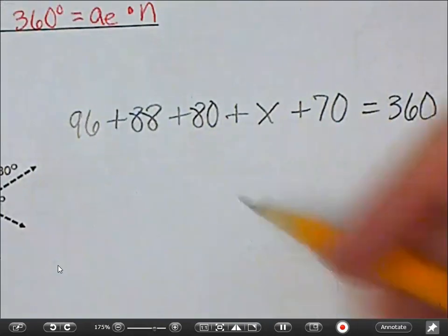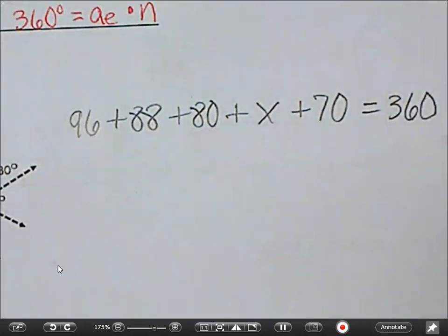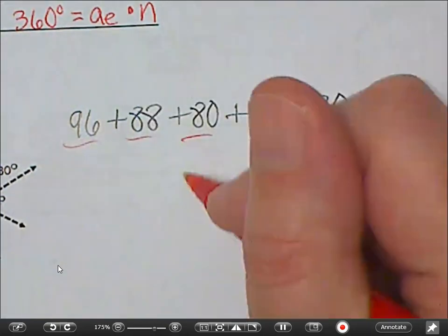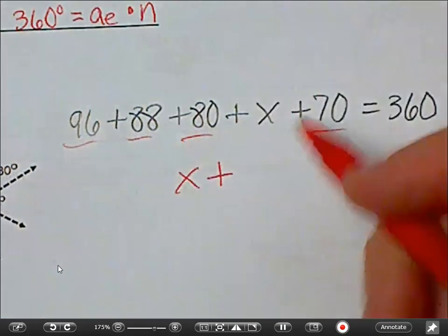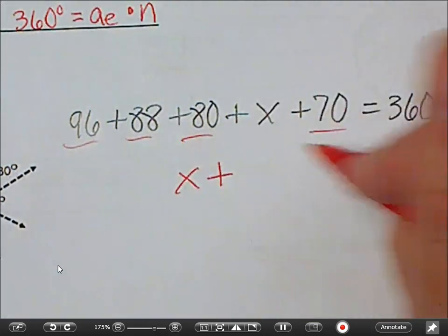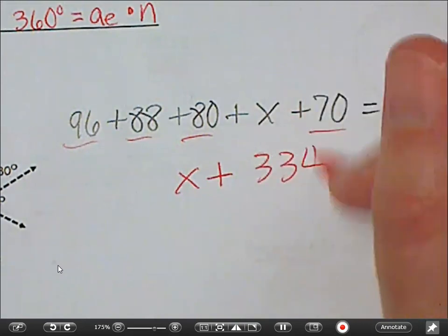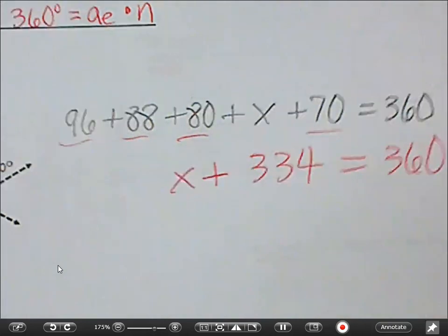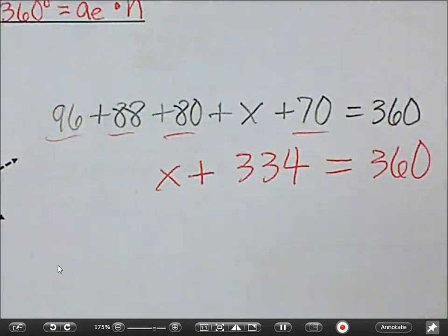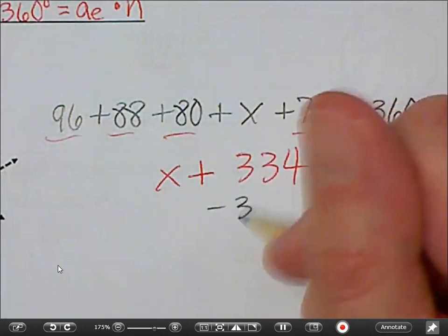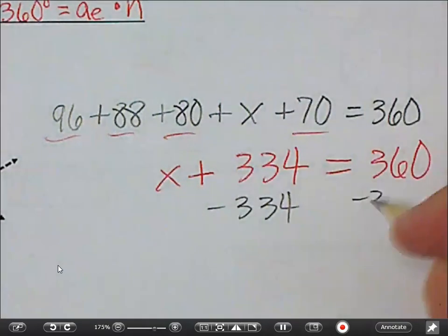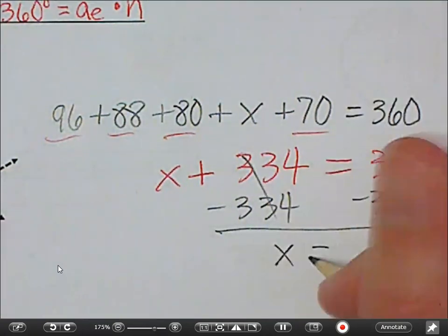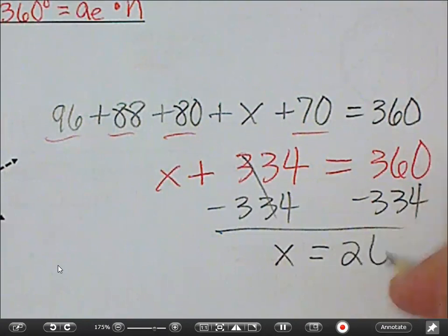From here, it's just a matter of putting it all together. Stuff you guys have been doing for years. You can combine all these non-X terms. Feel free to use a calculator if you need to, but we're going to get 334. We still got it equal to 360 over there. Use your inverse operations. Go ahead and subtract it from there. And that's going to give you an X value of 26.